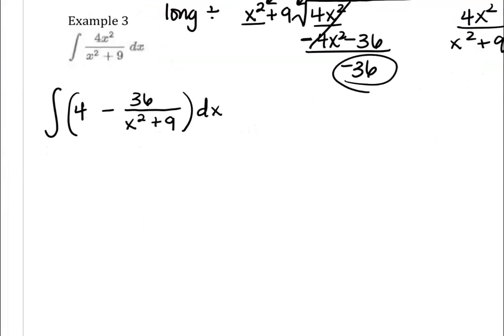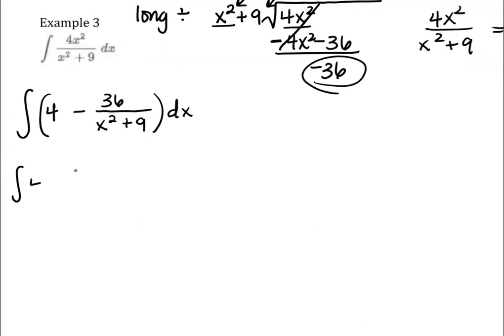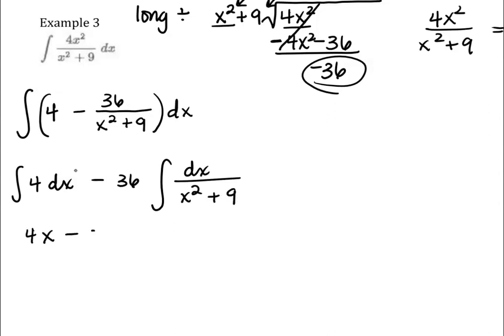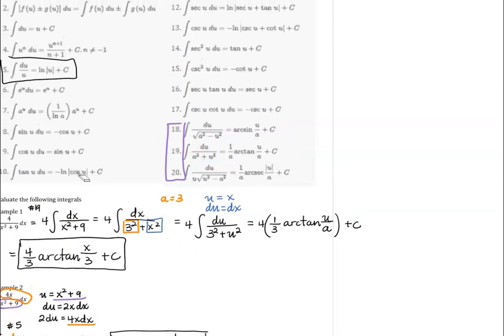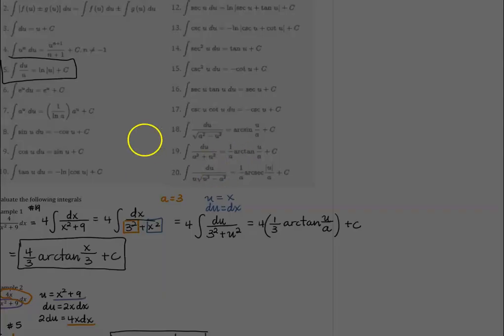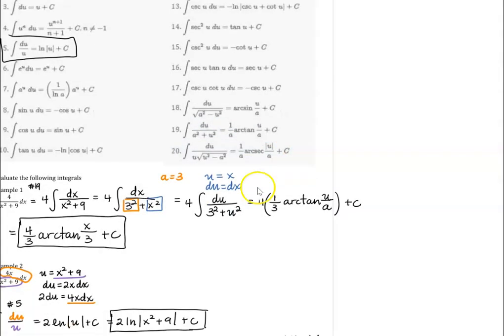So now I can actually come in and integrate this. I'm going to separate this into two separate integrals. And I'll pull the 36 out of the second integral. Now the first integral is easy. That's simply just 4x. For that second integral, the dx of x squared plus 9, I'm looking at, again, rule number 19, which I'll pull a little screenshot of over.